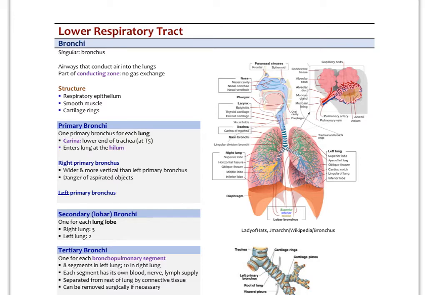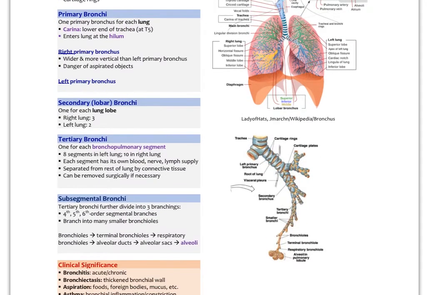If you look at the structure here, down in this picture, you can see the trachea. Here's the carina. Here's the primary bronchus, breaking into secondary bronchi, and then going into tertiary bronchi, and then even smaller bronchi, and then eventually bronchioles.